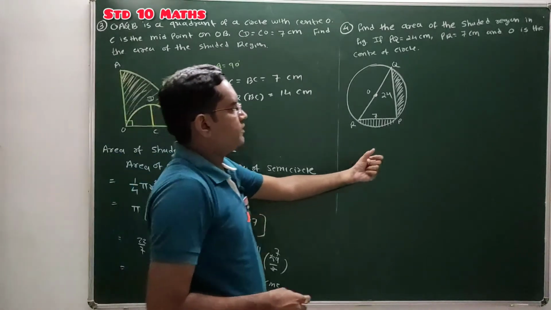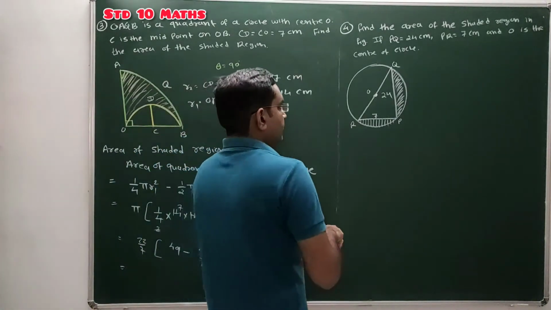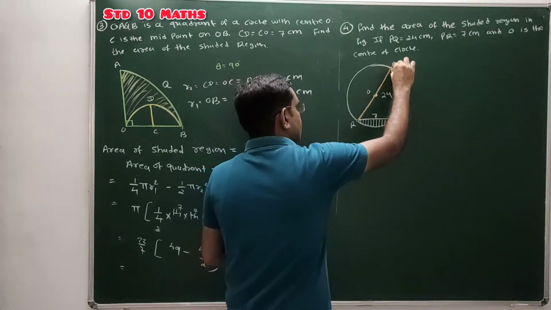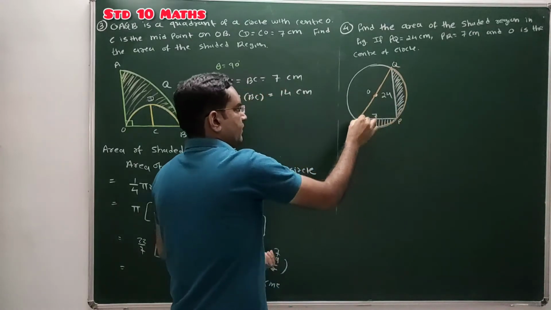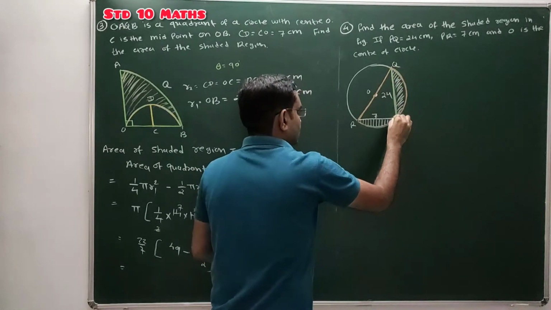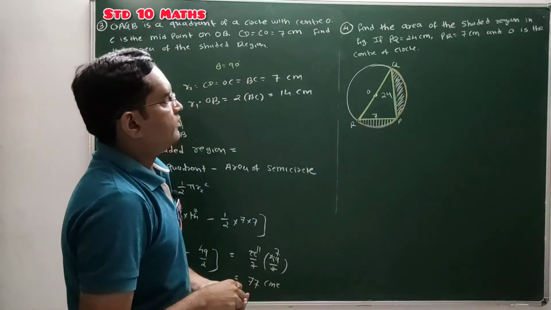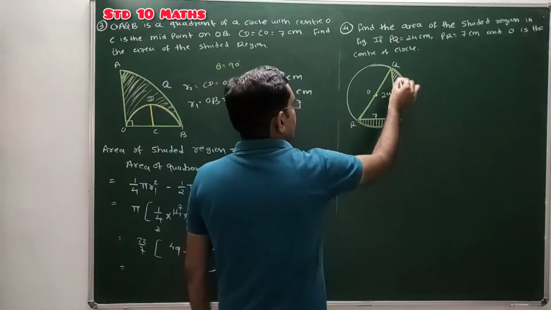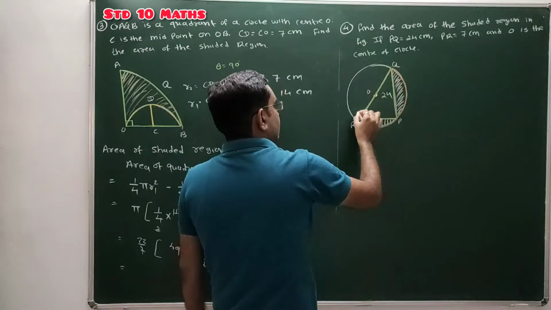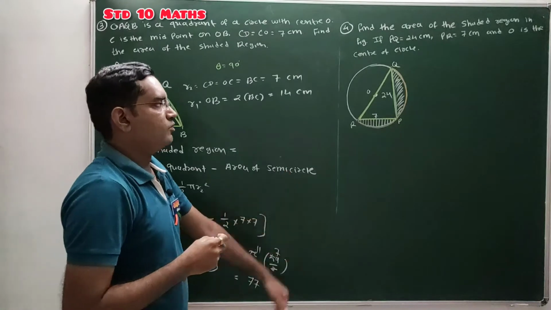Same question, same logic. Here we have to find the area of shaded region. Shaded region is nothing but the area of semicircle minus the area of this right angle triangle. Here PQ is 24 centimeter, PR is 7 centimeter. By using Pythagoras theorem we will find the length of QR, which is the diameter of the circle, and from that we will get the radius of this semicircle.